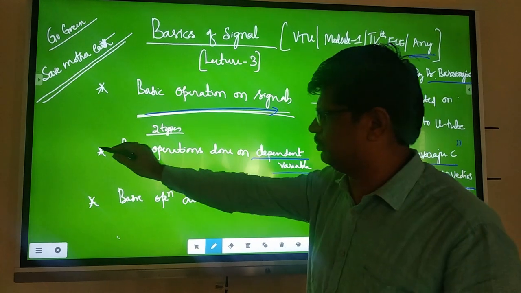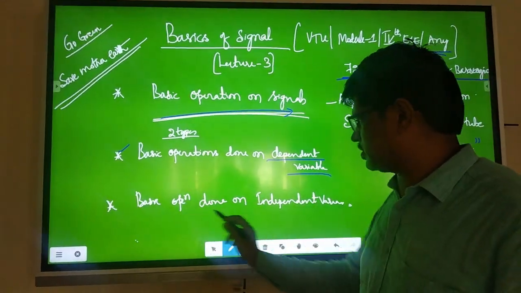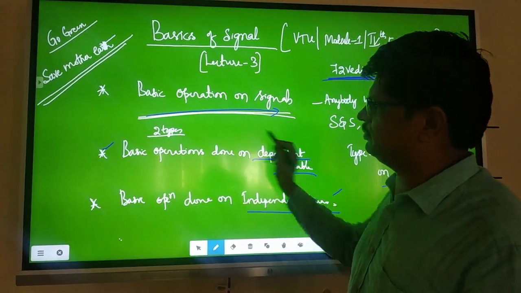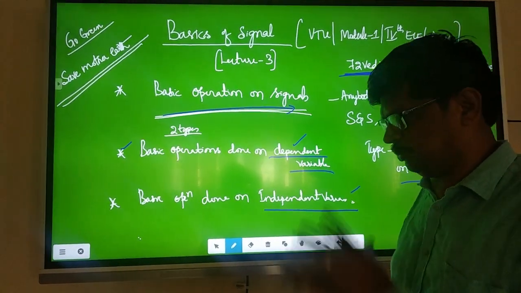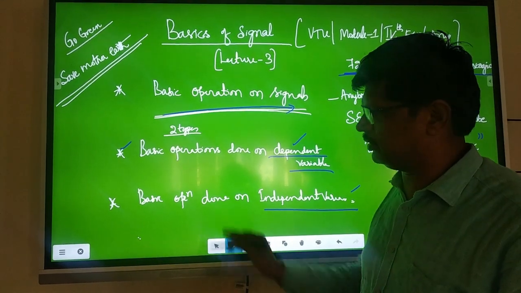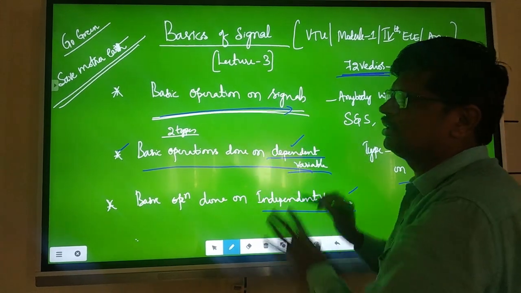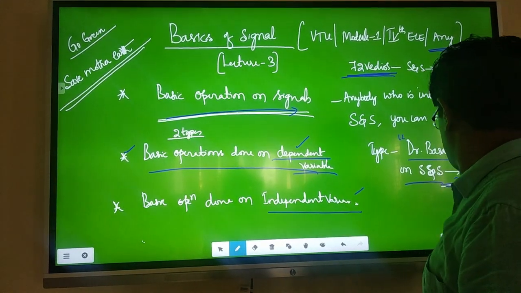In these sessions I am taking up this, then basic operations done on the independent variable. There are some sets of basic operations which we can do on the dependent variable and the independent variable in the same way. We'll see today in this session the basic operations done on the dependent variable.